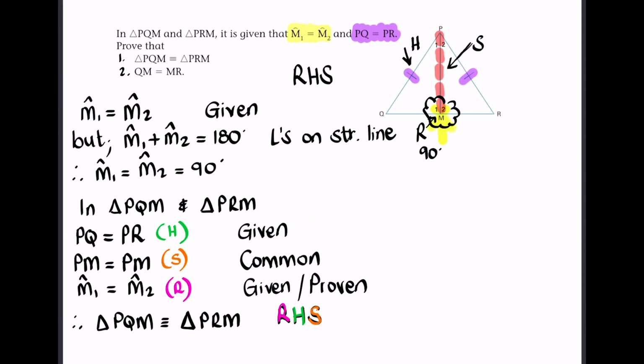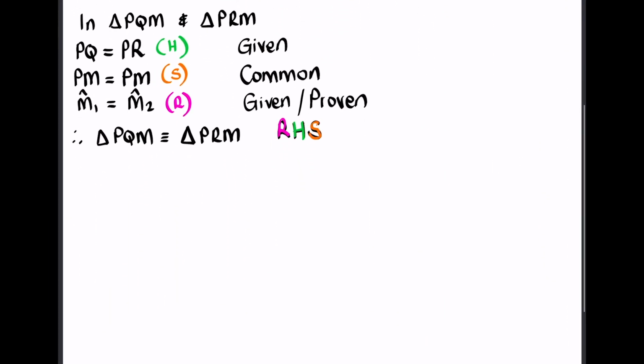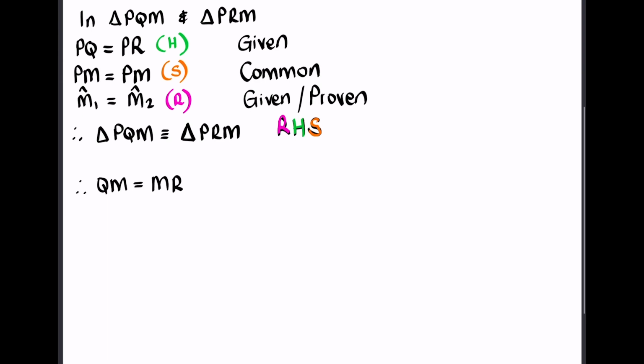The next question says that we must prove that QM equals MR. So if we look at QM and we look at MR, those are the remaining sides of the two triangles. Now remember, we've just proven that the two triangles are congruent. So if we've proven that the two triangles are congruent, it means that everything about the two triangles is the same, which means that the remaining side is also equal. So we could just state, therefore, that QM, line QM, is equal to line MR. And why is QM equal to MR? Well, simple, because triangle PQM is congruent to triangle PRM.